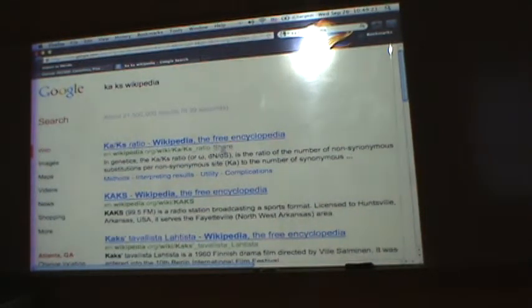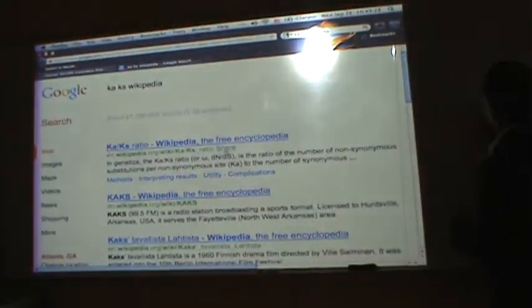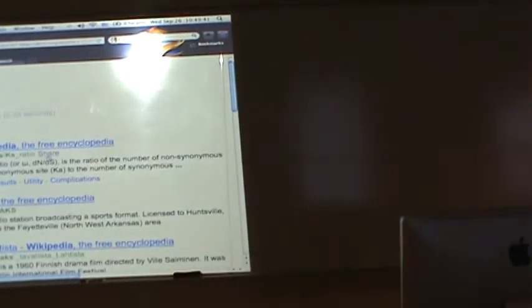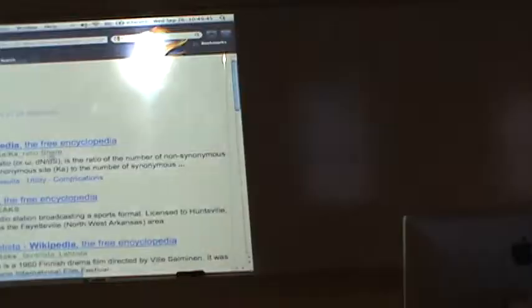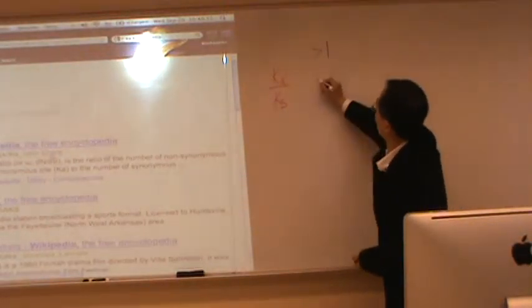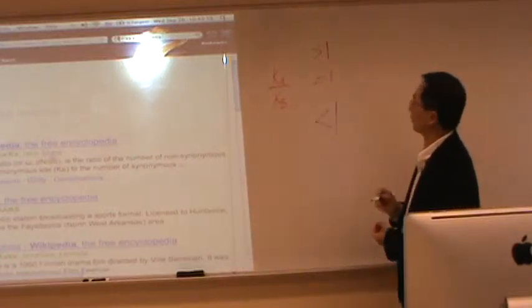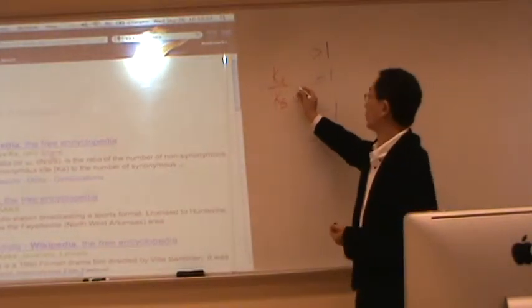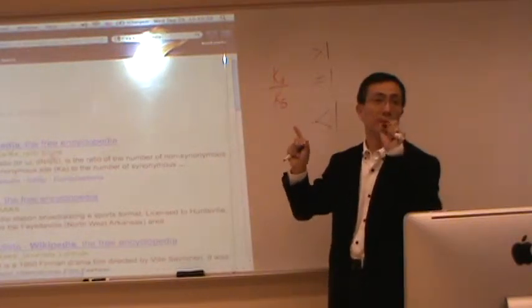So the Ka basically measures the positive selection, the ratio. So we have Ka over Ks, this ratio. This ratio can be either greater than 1, equal to 1, or less than 1. This ratio is always positive because it is always greater than 0, since these are numbers of changes.